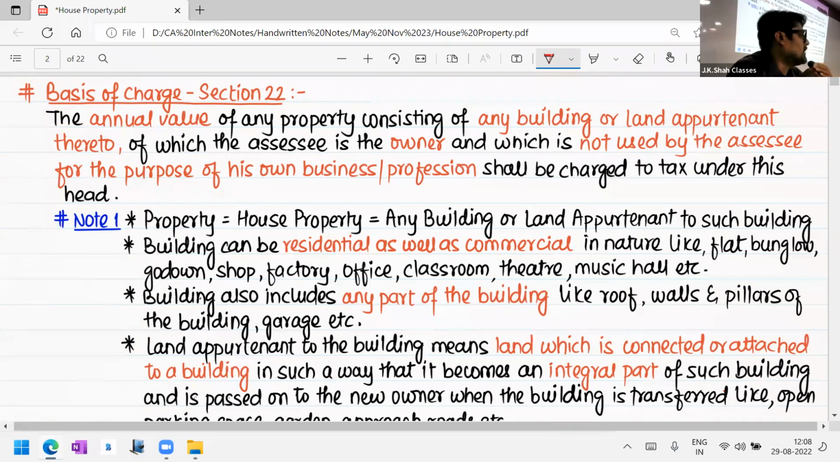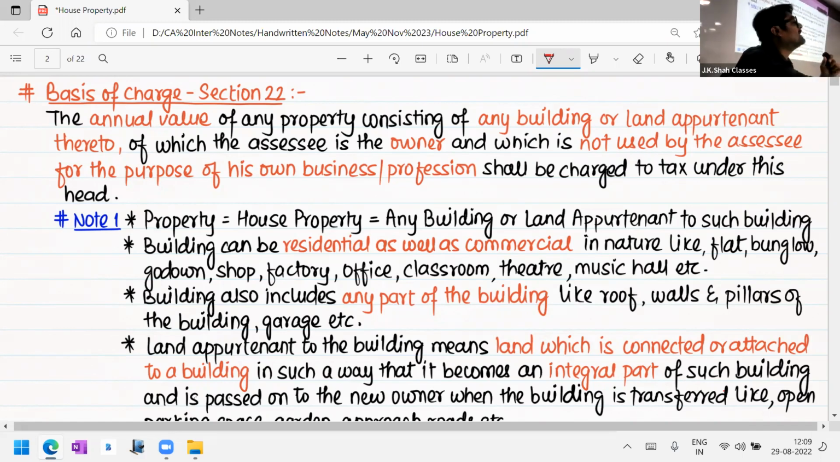These are all residential nature properties. So the classroom in which we are sitting, commercial, is it a house property? Yes, sir. In layman language, it might not be a house property, but for the purpose of this head under income tax, even this classroom is a house property. My office, house property. My shop, my godown, my factory building, a mall, house property. A cinema hall, house property. A theater, house property. Every building, either residential or commercial in nature, has to be a house property.